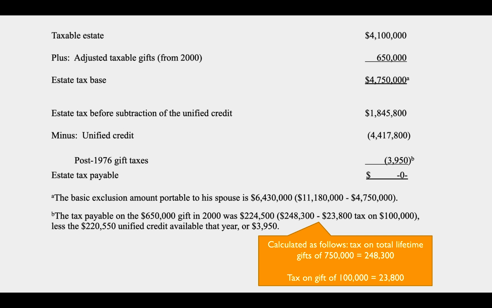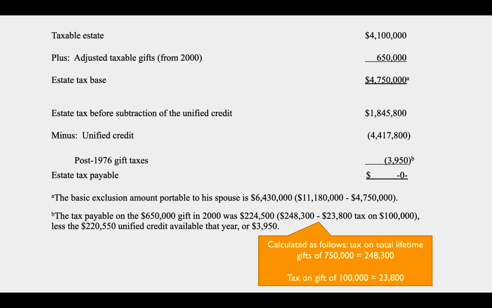So in that year, which was 2000, I look at my chart. In 2000, the amount of the credit was $220,550. So that is how we get the post-1976 gift tax credit. We subtract the unified credit from the gift tax, the $224,500, resulting in no gift taxes payable at his death.